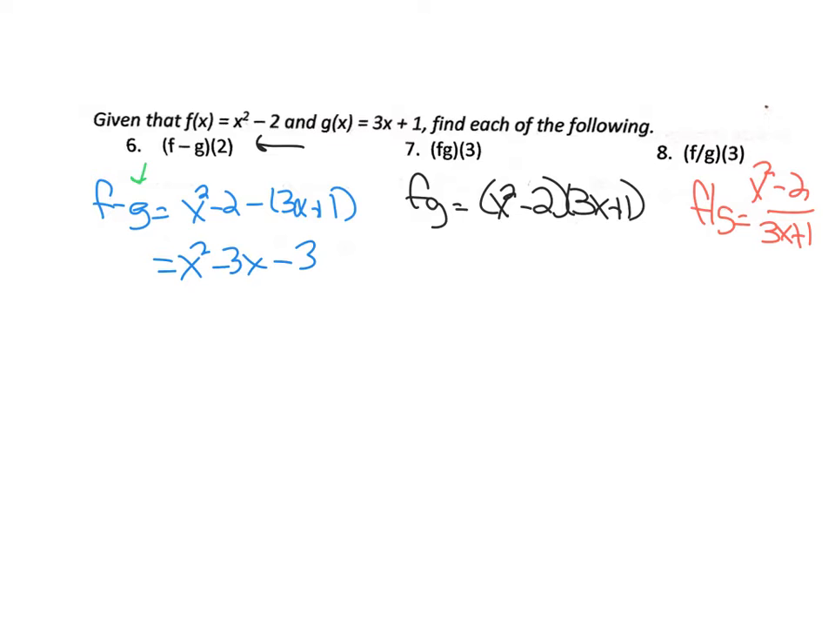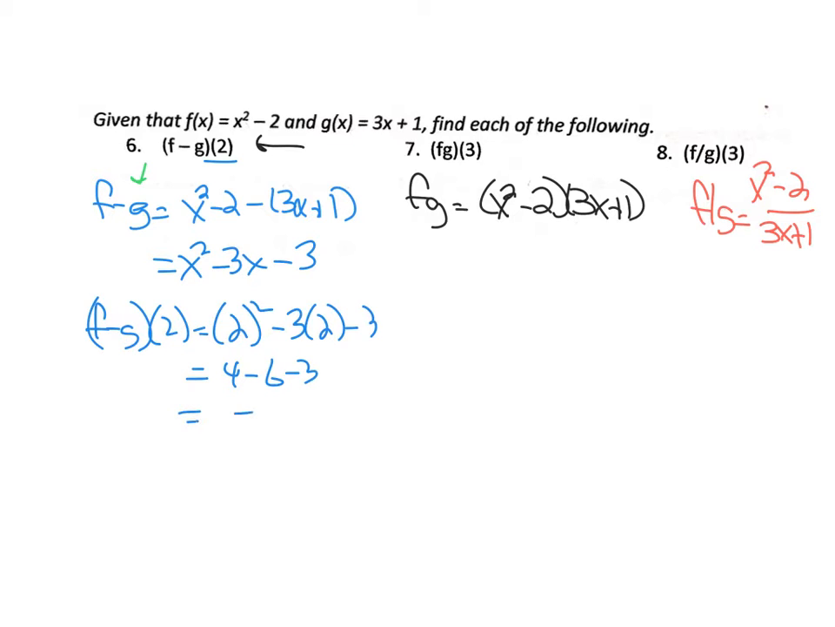Now it says find f minus g of 2. So to do that, I'm going to plug the 2 in for all my x's. It'll look like 2 squared minus 3 times 2 minus 3. Work that out. That'd be 4 minus 6 minus 3, which I think is negative 5. Looks pretty good.